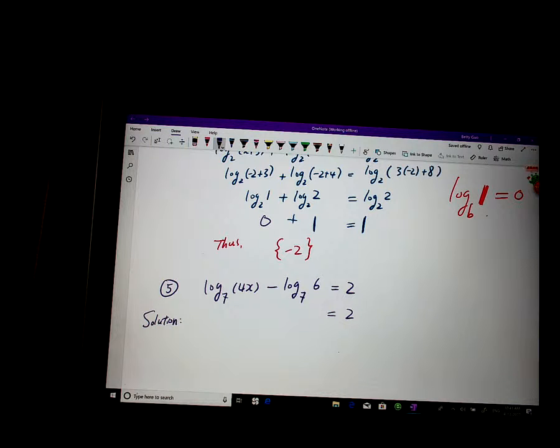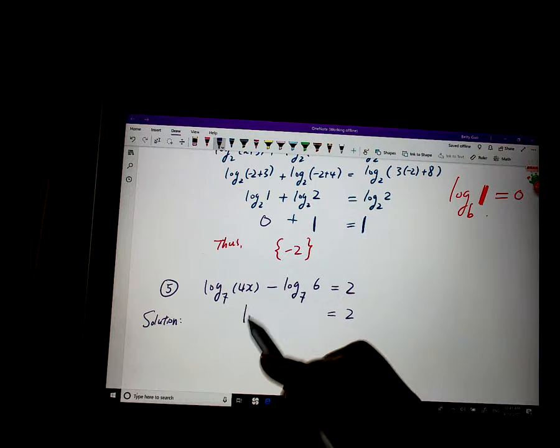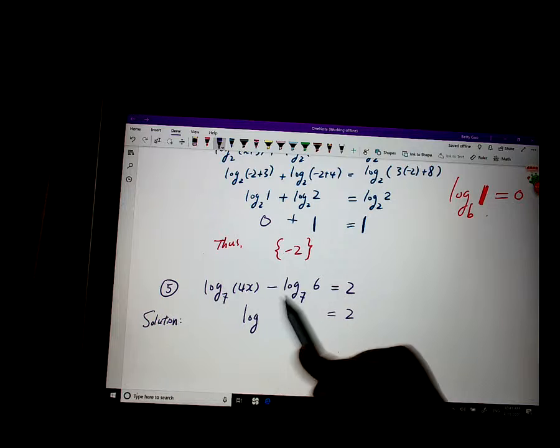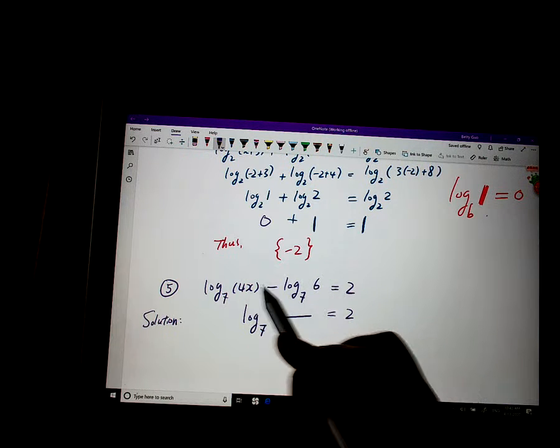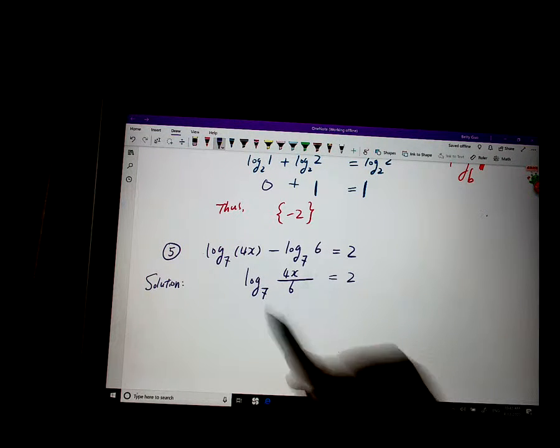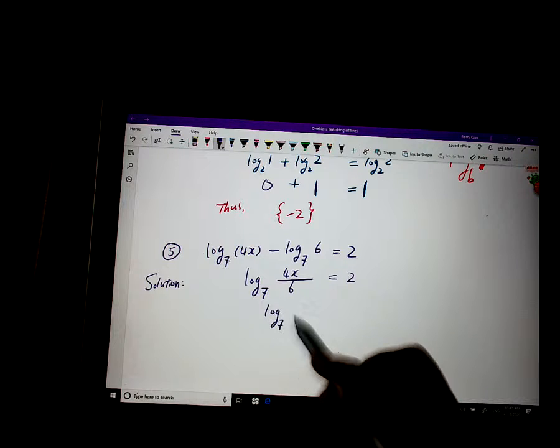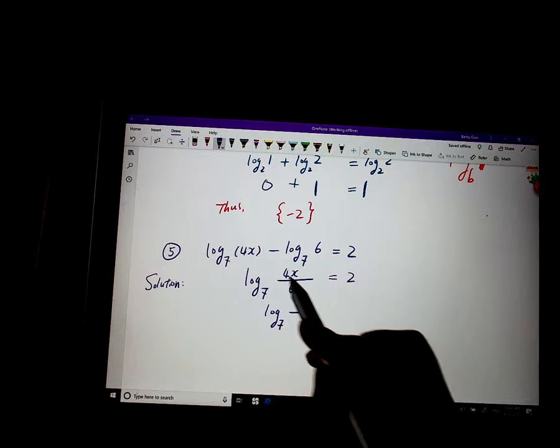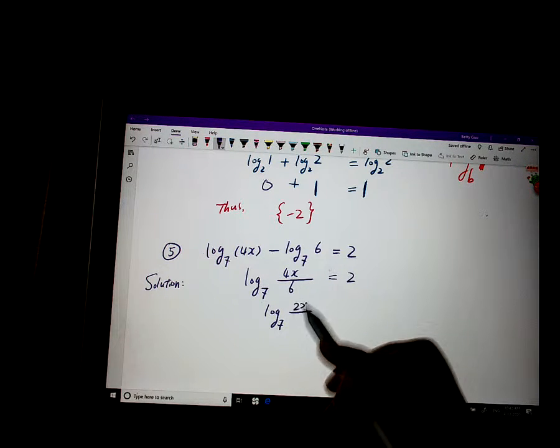Do you remember the quotient rule? Yes, the quotient rule. We are able to rewrite the subtraction as one single log with base 7. The argument is going to be the quotient of the original two arguments. Be very careful with the order. 4x goes on the top, 6 goes on the bottom. 4x over 6. We know we could reduce 4x over 6, that is 2x over 3.